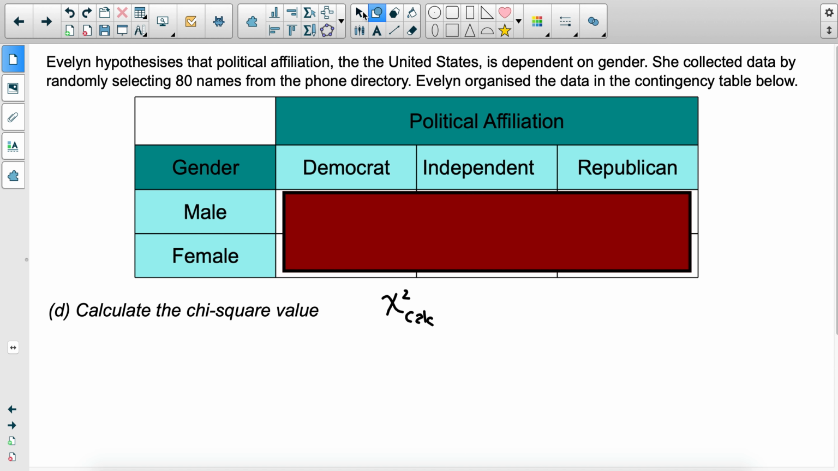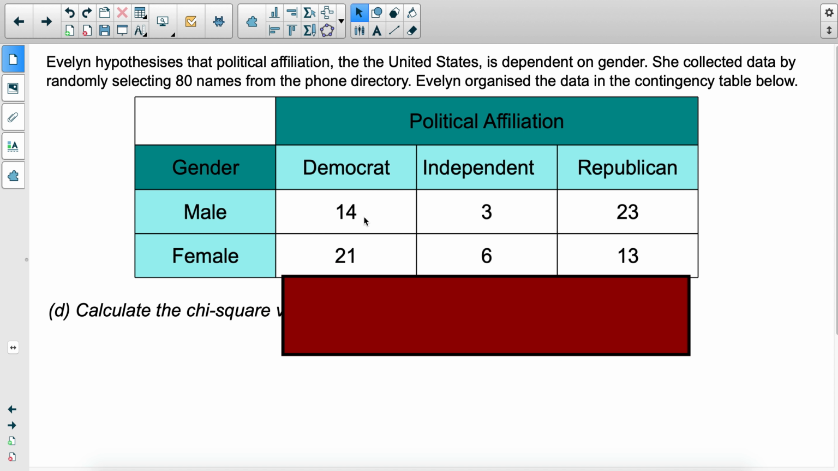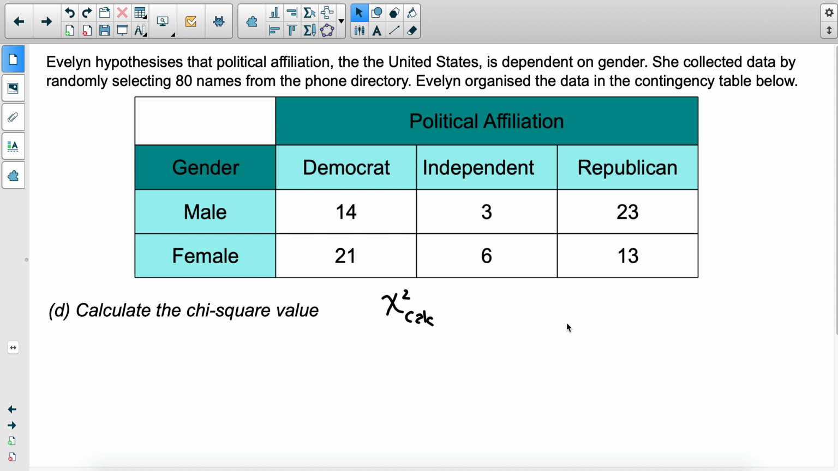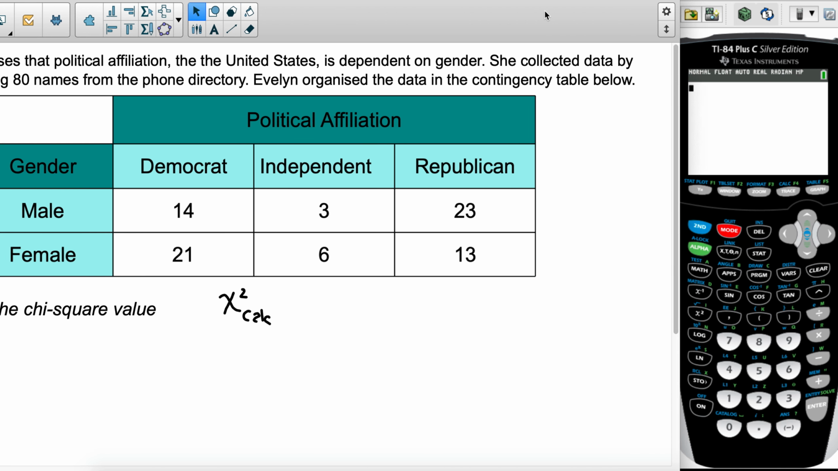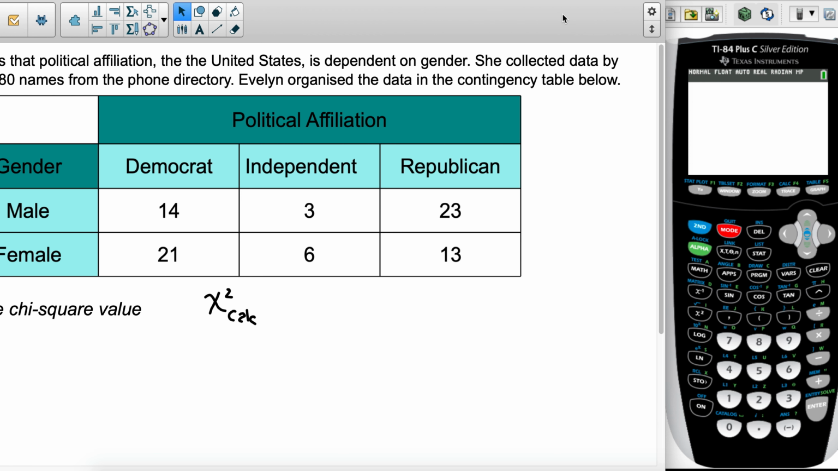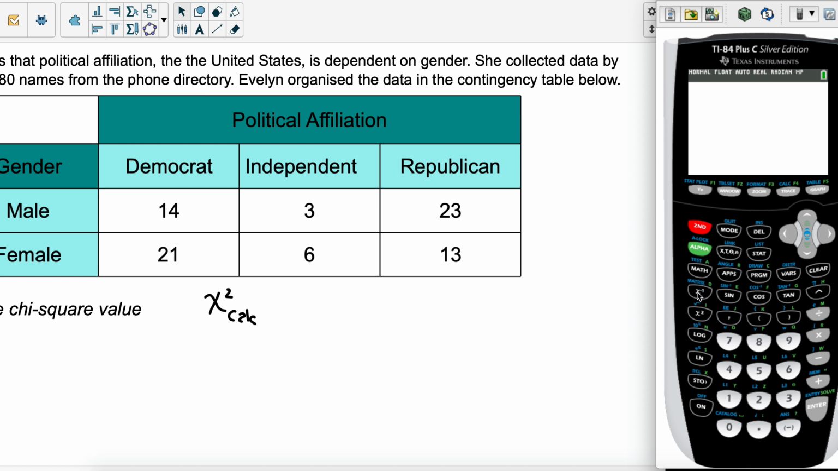into your matrix. So all of this data, 14, 3, 23, 21, 6, and 13, you need to input this in your GDC. If you're doing your IA, you'll have to do the chi-square value separately on your own. So going through this really quickly, you go second, matrix, which can be found just above the x to the power of -1 or d.